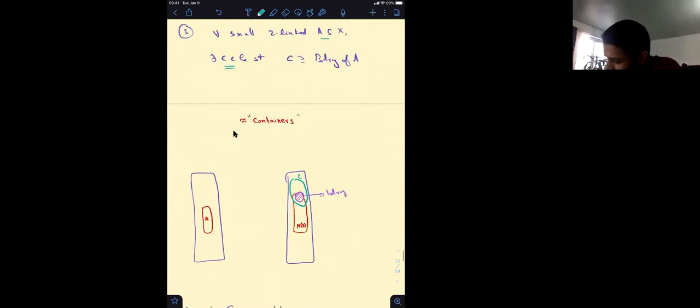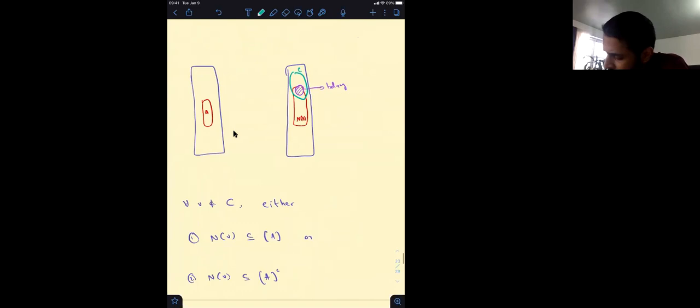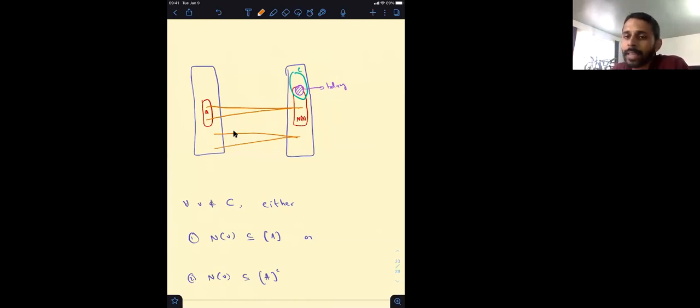Here is A, and here is the C that contains this boundary promised by this lemma. Every vertex outside C has all of its neighbors either outside of A closure or all of its neighbors inside A closure. That's what defines the boundary. If C contains the boundary, then every vertex outside has all of its neighbors either inside A or outside A.